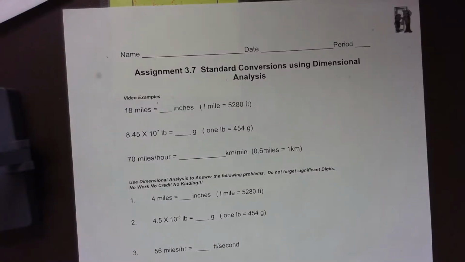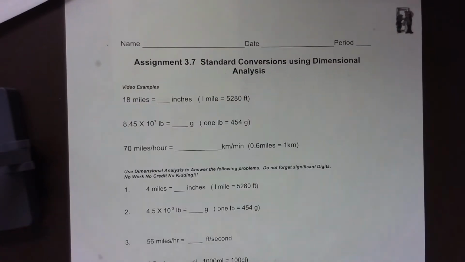All right, 3.7. So we talked about dimensional analysis. We talked about our conversion of metrics, and now we're going to talk about standard conversions. So standard conversions are what we call our system.